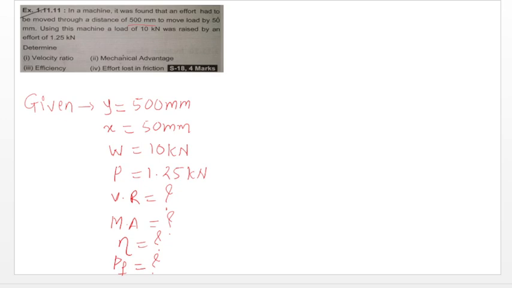Now, to find out all these quantities, we need to start with the velocity ratio. Then we should know the formula for velocity ratio, right? Velocity ratio is equal to the distance moved by the effort divided by distance moved by the load, y by x, which is equal to, y is given obviously 500 divided by x, given 50.